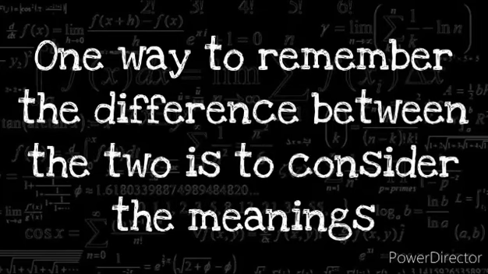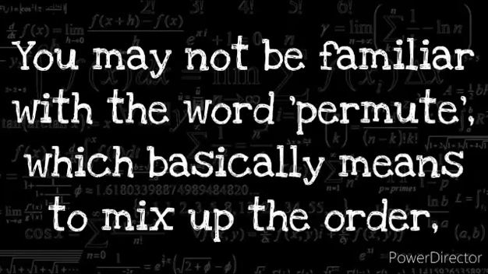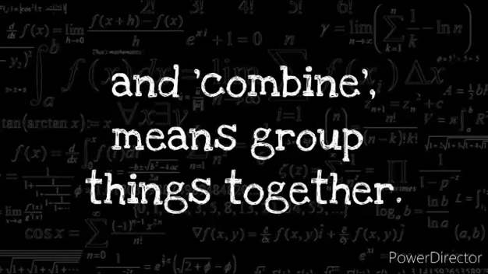One way to remember the difference between the two is to consider the meanings of the words: combine and permute. You may not be familiar with the word permute, which basically means to mix up the order, and combine means to put things together.